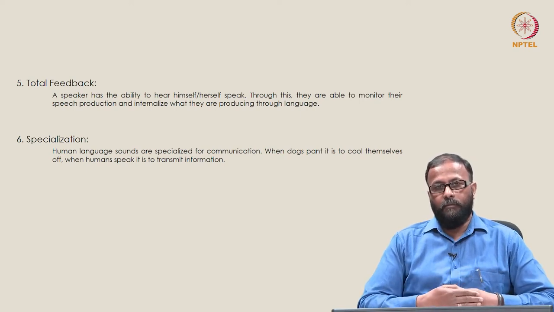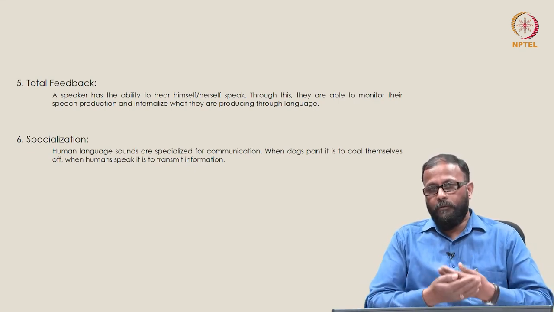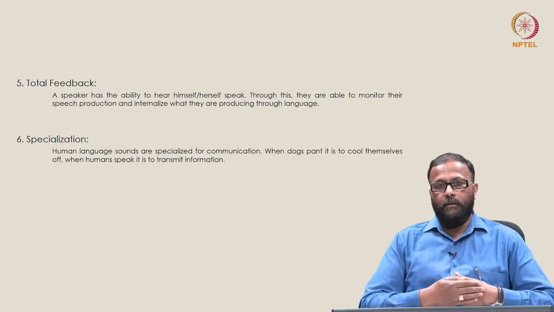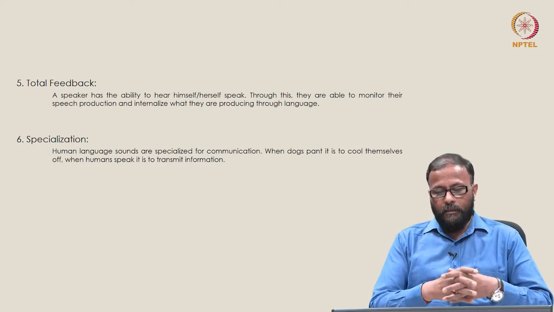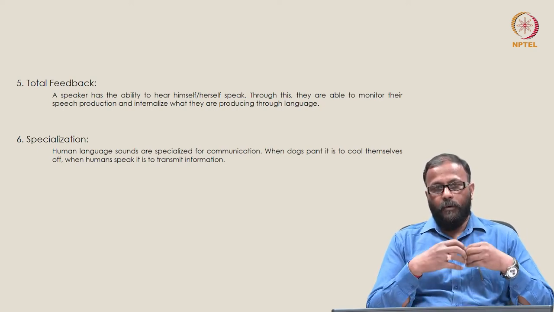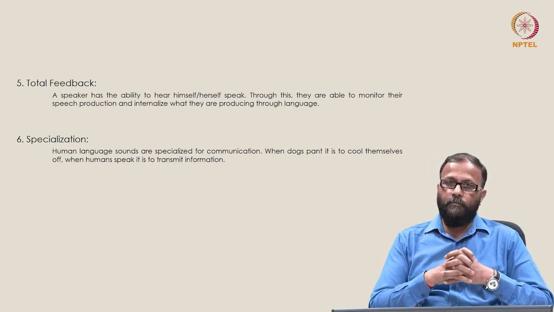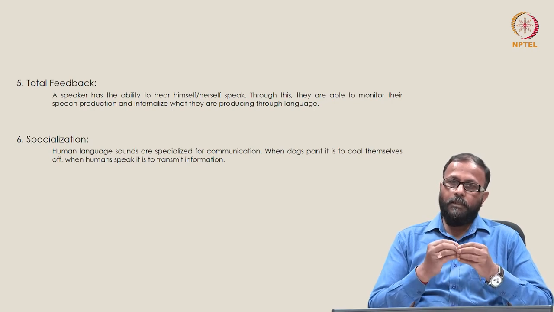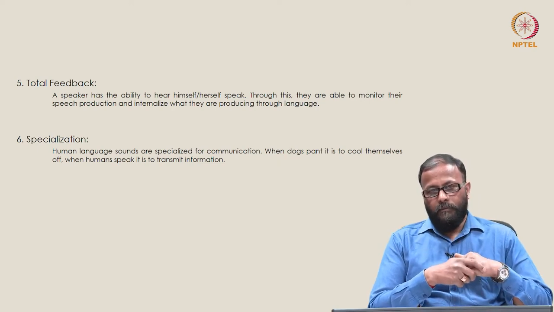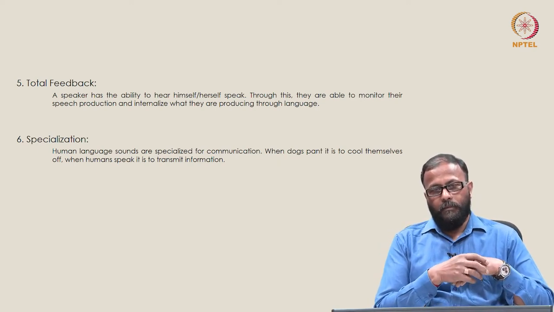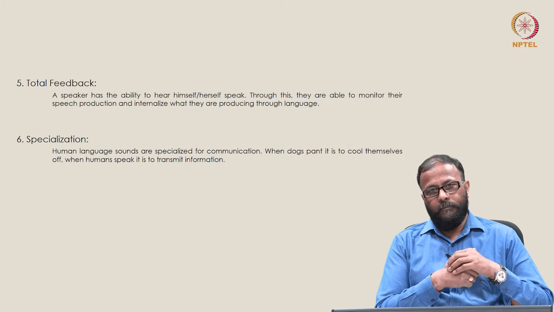We are the first person to give feedback to ourselves. We produce the speech, and also we get the feedback, and we can manage, internalize, and understand what we are producing. So that is total feedback, the fifth design feature of human language. Then specialization, number six. Human language sounds are specialized for communication.